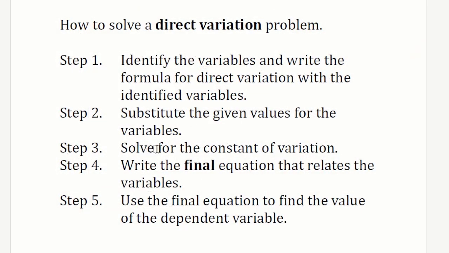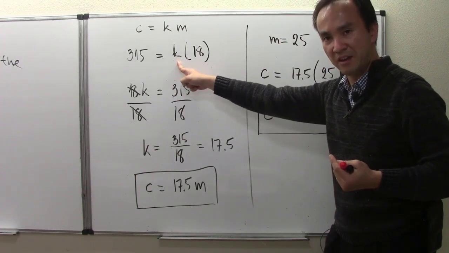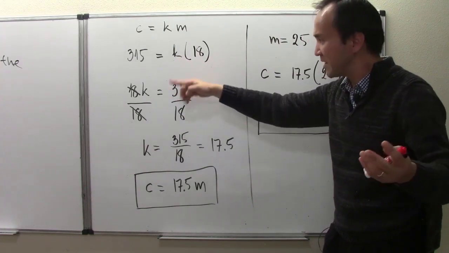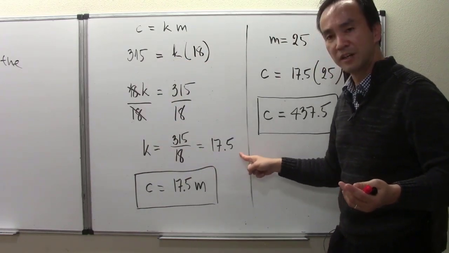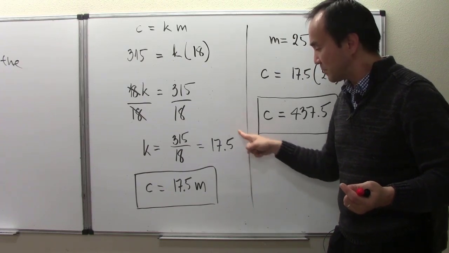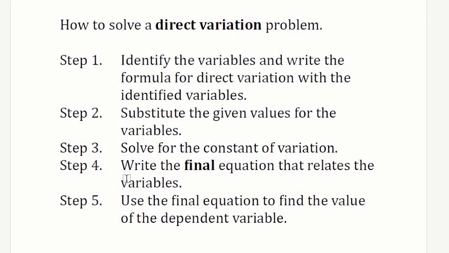Then on our how-to instruction steps, the third step: we solve for the constant of variation. Constant of variation refers to the value of k right here. So this k is our constant of variation. The work I was doing here was for the purpose of solving for our value of the constant of variation. And so up to this point, I have completed step 3. And so once we have solved for the constant of variation, now step 4, we write the final equation that relates the variables.